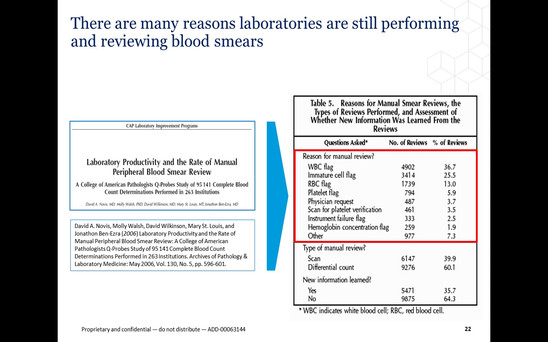The need for the manual reviews and differentials is based on many reasons, including lack of results, flagged results, and of course, interferences. So the reasons for reflex manual smear reviews, types of reviews performed, and assessment of whether new information was learned from the reviews was reported in the study as well. And to no surprise, the WBC flag and or presence of an immature cell flag accounted for over 62% of the samples requiring further review.